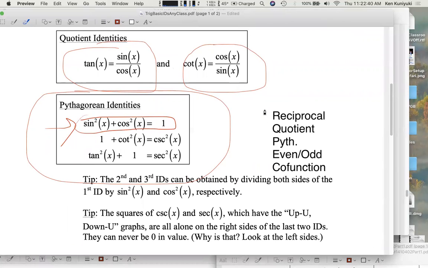Although again, in terms of relating their importance, reciprocal identities tend to be the most common and most important, then quotient, then these Pythagorean identities, then even odd, then cofunction. That's my opinion. But know all of these, love all of them, and be prepared to use all of them.